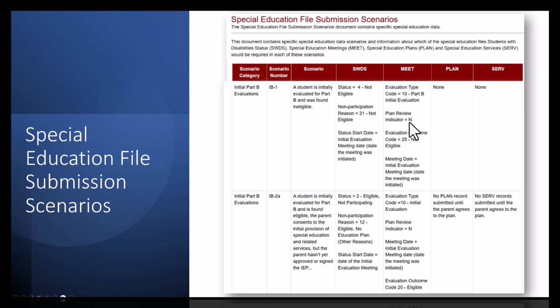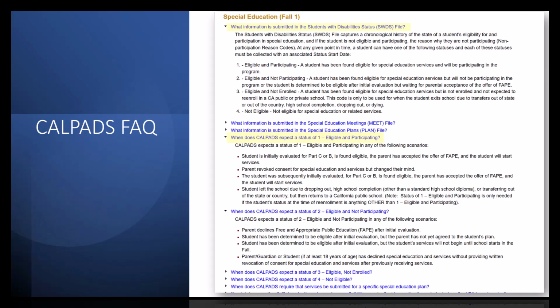Plan review, no, because the student was found ineligible, so no plan review occurred. And then it has the evaluation outcome. These are key details in the MEET file. And you can also see that it has the plan and the SERV file, the service file. These records should not be submitted. And so this is available as long as you scroll through the scenarios and find the scenario that best describes your situation. The CALPADS FAQ is also a great resource for special education.